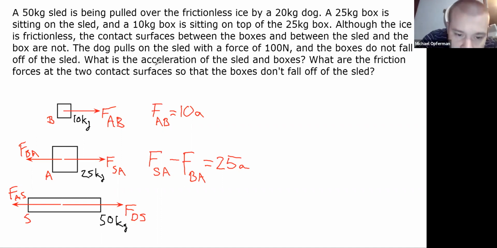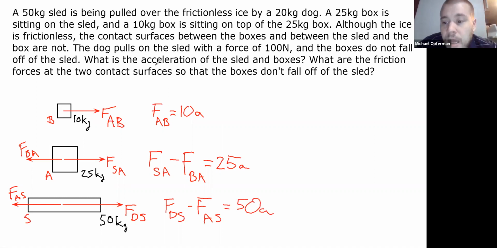Okay. And then anyways, the sled down here, the equation for that is going to be FDS minus FAS equals 50A. Okay. And now I've got 3 equations. Next thing I should check is how many unknowns do I have? Because if I have 3 equations, I'm expecting 3 unknowns if this is a solvable problem. Okay, so what are my knowns and my unknowns here?